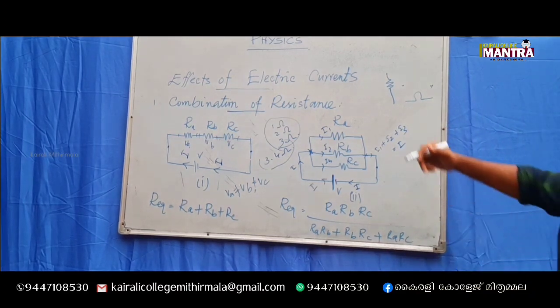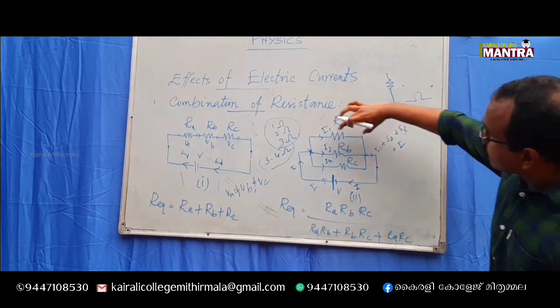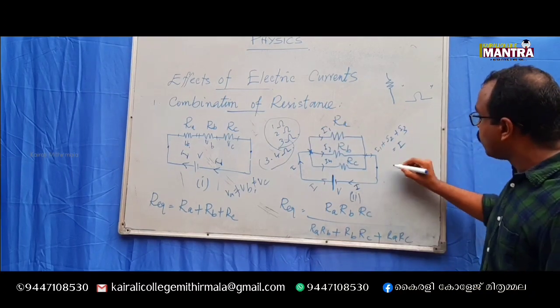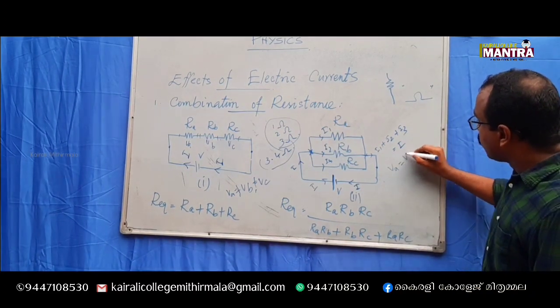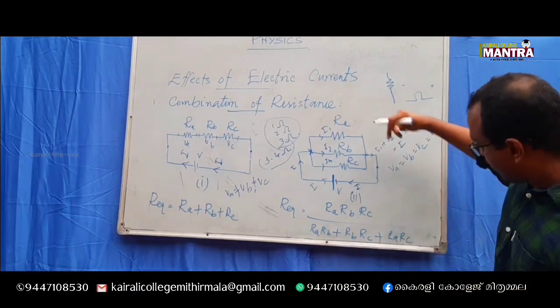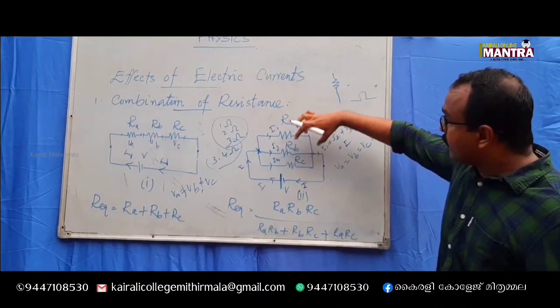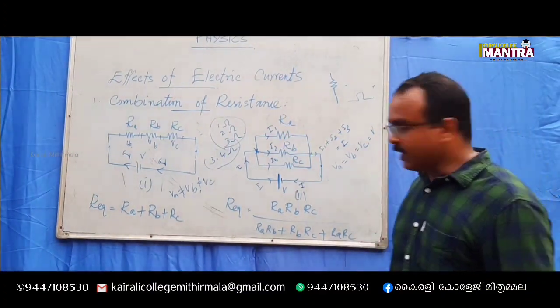Here, if you measure the voltages across each resistor, you can see that the voltage across each terminal will be exactly equal to V. That means VA equals VB equals VC equals V. Here VA represents the voltage across RA, VB the voltage across RB, and VC the voltage across RC.